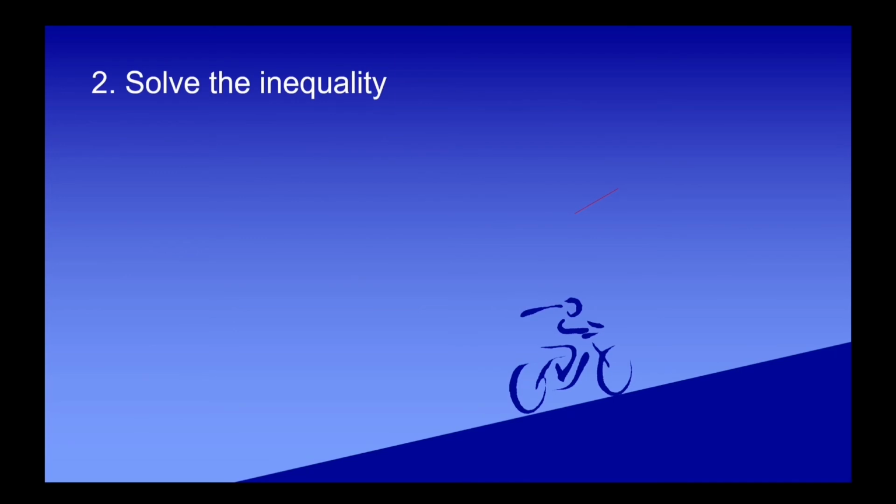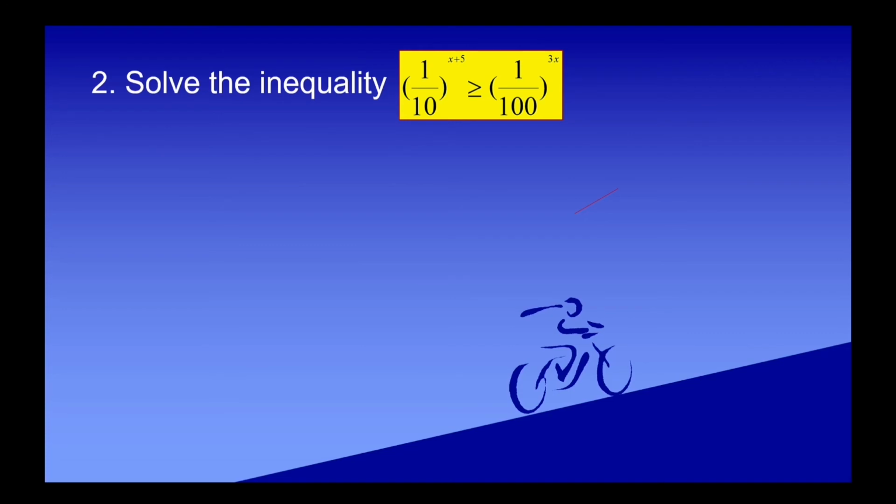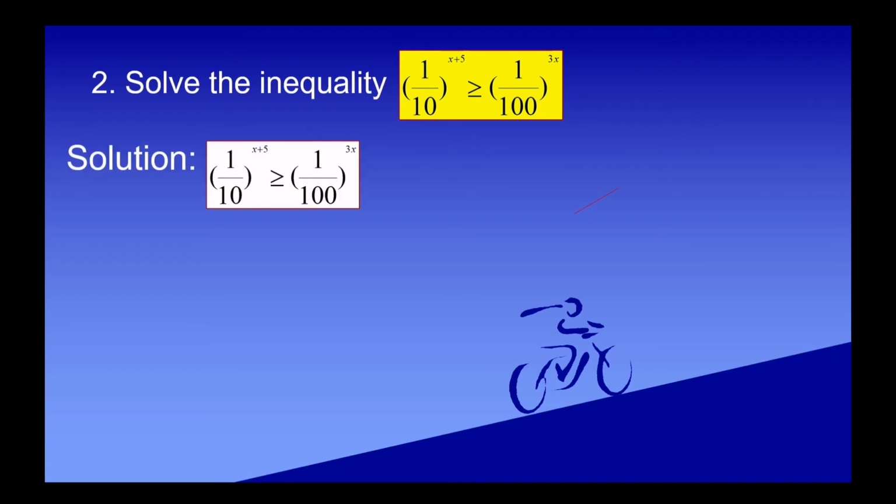Okay, for number 2, solve the inequality. A quantity of 1 over 10 raised to x plus 5 is greater than or equal to a quantity 1 over 100 raised to 3x. Okay, yan ang ating given. Then we can write both sides of the inequality with 1 over 10 as the base. So hanapan natin ng paraan, ang 1 over 100 will become 1 over 10 as the base.